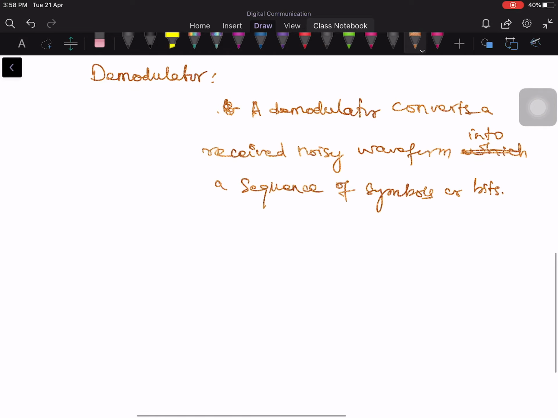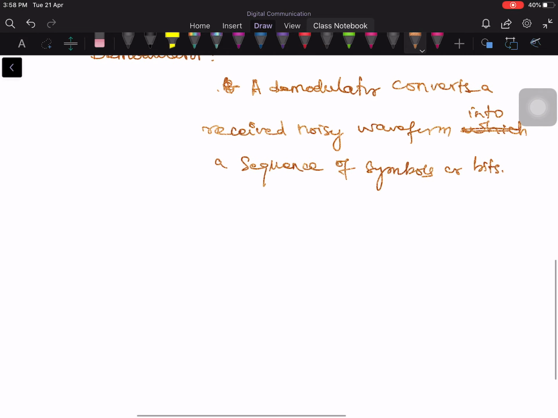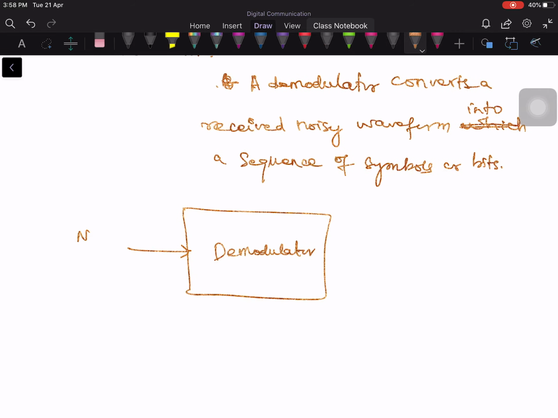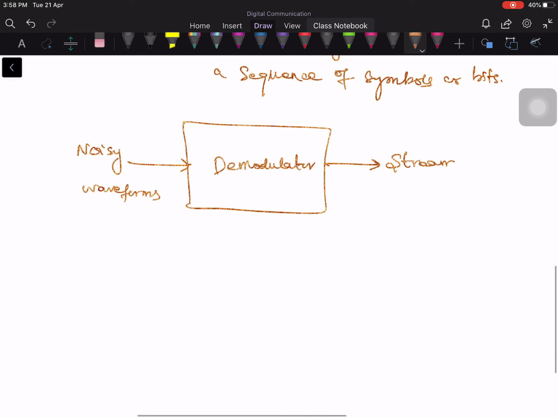So let me put it in the form of a picture. I have a demodulator, and the input to the demodulator is noisy waveforms. And the output is a stream of symbols, or I can say a stream of bits.